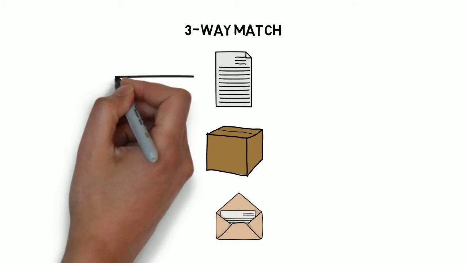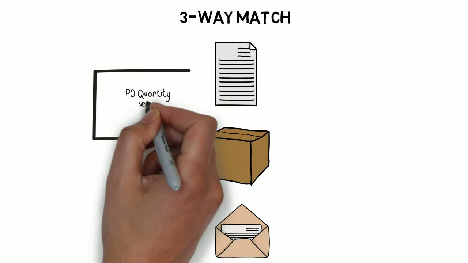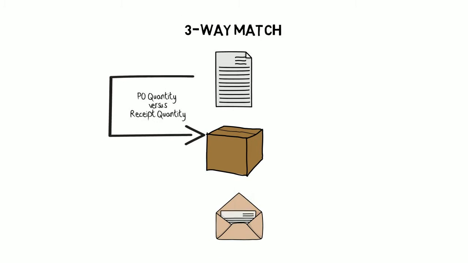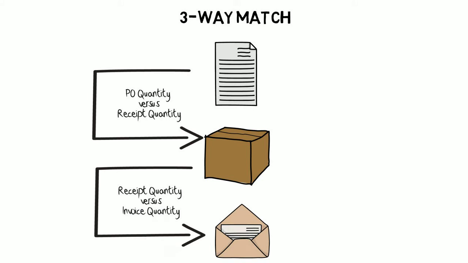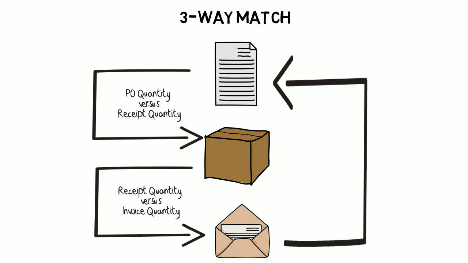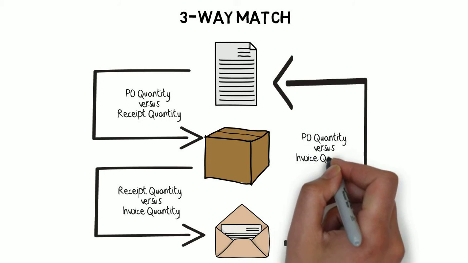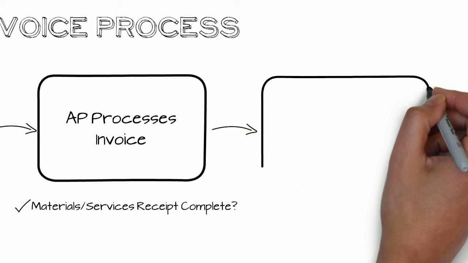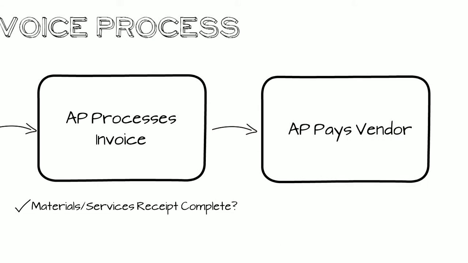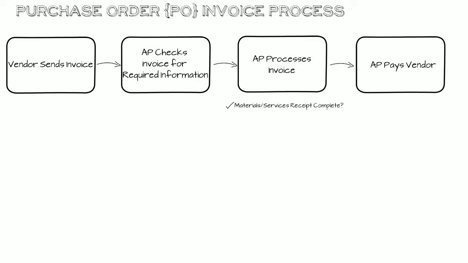The invoice processor performs a three-way match to check if the invoice, the SAP receipt, and the PO are within allowable tolerance limits. If the three-way match is not successful, then more communication is required between AP, the requester, the buyer, and the vendor to resolve the discrepancy. If the three-way match is successful, the invoice is processed and the vendor is paid as per the terms on the invoice. This is the end of the PO invoicing process.